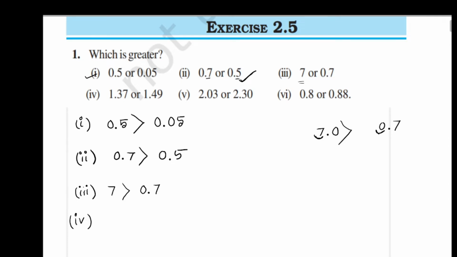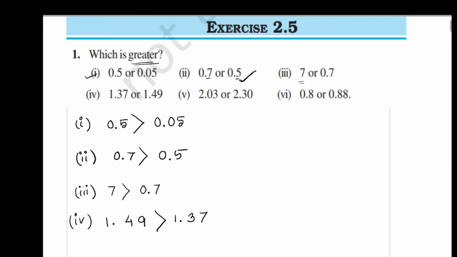Okay, next come to question number 4. In the integral part, here also 1, here also 1. In the decimal part, in the tenths place, here it is 3, here it is 4. That means this one is greater. You can write it like that: 1.49 is greater than 1.37, because in the question what is asked is which is greater, so first we have to write the greater one.